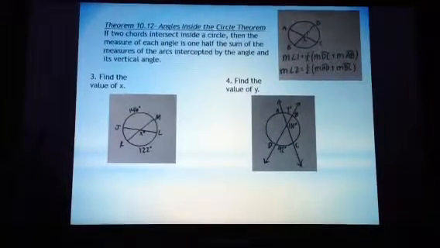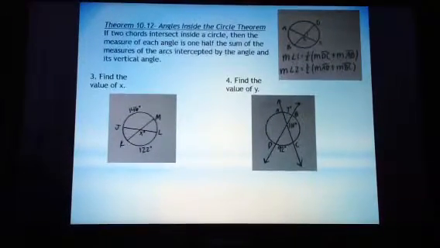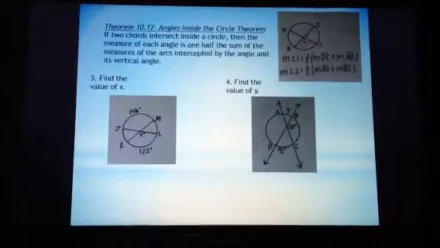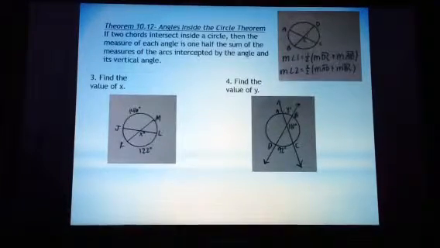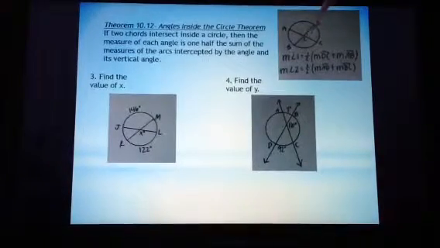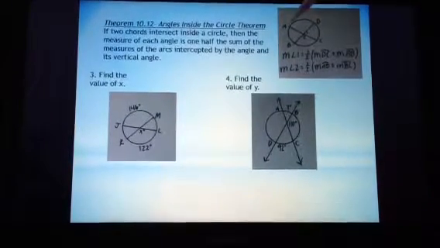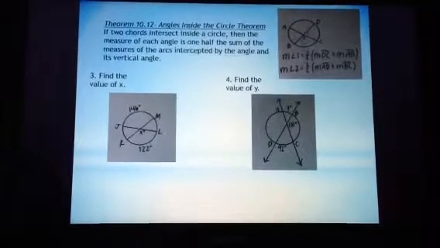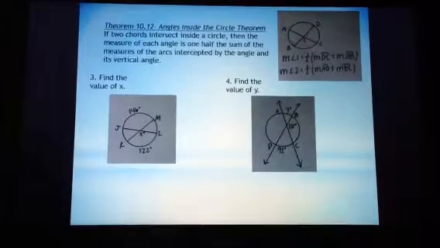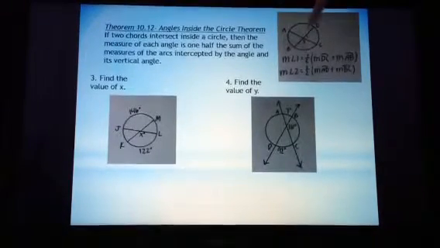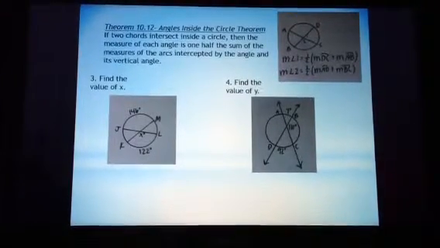Theorem 10.12, angles inside the circle theorem. If 2 chords intersect inside a circle, then the measure of each angle is 1/2 the sum of the measures of the arcs intercepted by the angle and its vertical angle. To find the measure of angle 1, you do 1/2 of arc DC plus arc AB to get that measure. For measure of angle 2, you do 1/2 of arc AD plus BC to find the measure of angle 2.